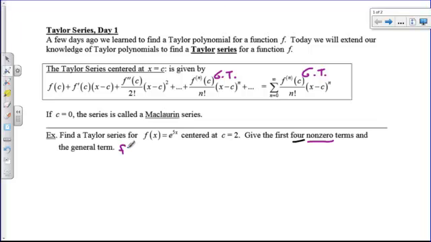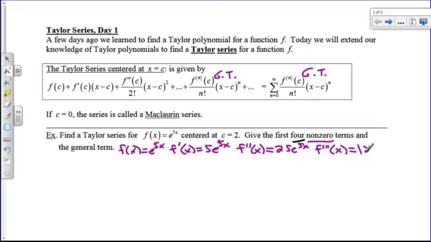So let's write down what we need. First of all, we need to know the function we're dealing with is e to the 5x, and we're going to need some derivatives. So f prime is going to equal 5e to the 5x because of the chain rule. F double prime is going to equal, we're going to get another factor of 5, so we actually have a 5 squared. I'm going to call that 25e to the 5x. And then f triple prime is going to equal another factor of 5, 125e to the 5x. Now this is going to be 4 pieces of information, and if none of these are 0, then that will be my first 4 terms.